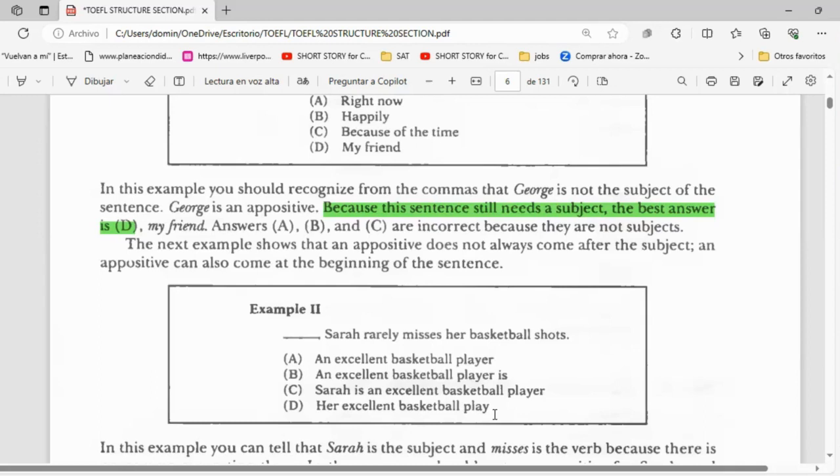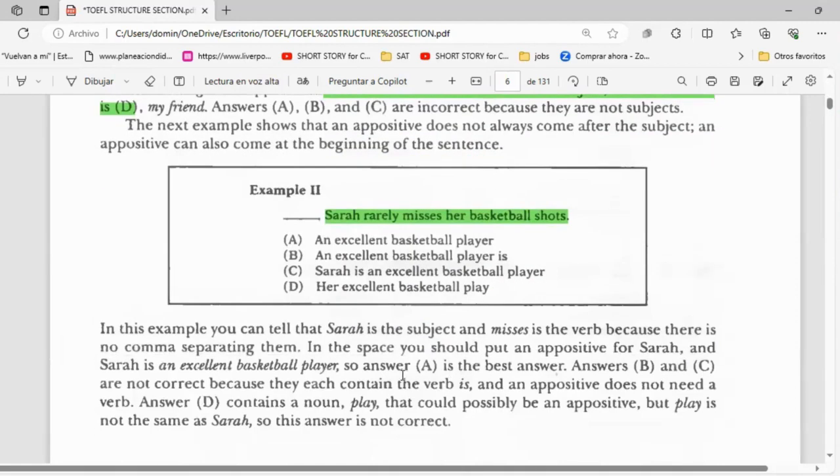So what is the appositive? We have in the sentence, you can tell, a subject and, of course, the verb with an adverb of frequency, rarely, and her basketball shot. So it seems that this sentence is complete. So the only thing that is missing or needed in this sentence is that little extra information that gives more details or adjectives about the subject.